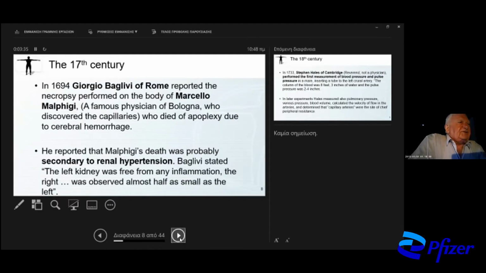In 1694, Giorgio Baglivi of Rome reported the necropsy performed on the body of Marcello Malpighi. We know the Malpighian bodies; he was a famous physician of Bologna who discovered the capillaries. He died of apoplexy due to cerebral hemorrhage. Baglivi reported that Malpighi's death was probably secondary to renal hypertension. He stated the left kidney was free from any inflammation. The right was observed almost half as small as the left.